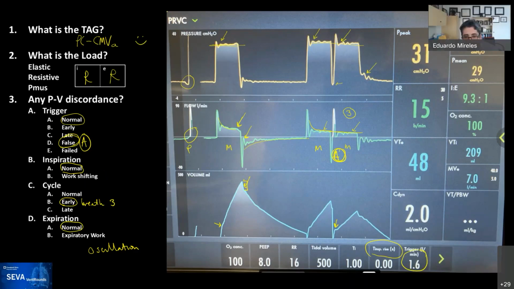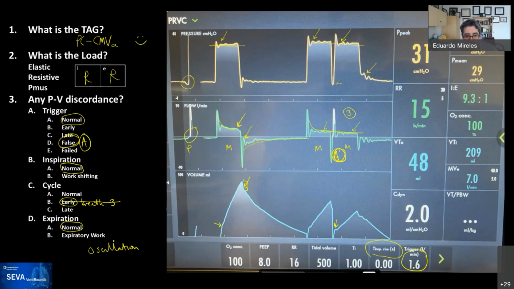I did not see any PMOs here, so that's why I couldn't read it as an early cycle. Because this is a mandatory breath, it would be an early trigger. Early trigger, right. Yeah. So I will cross this out. And then I don't see any PMOs during expiration. It looks to me that it's just the oscillations that we described up here.